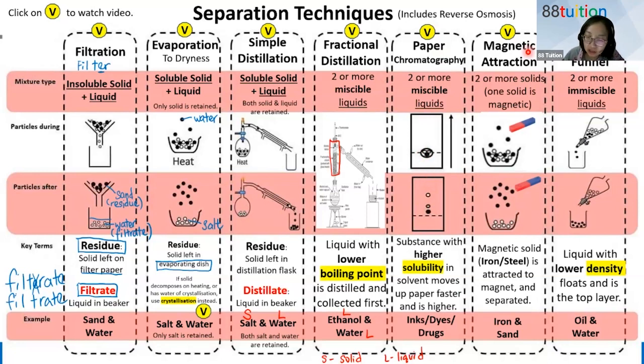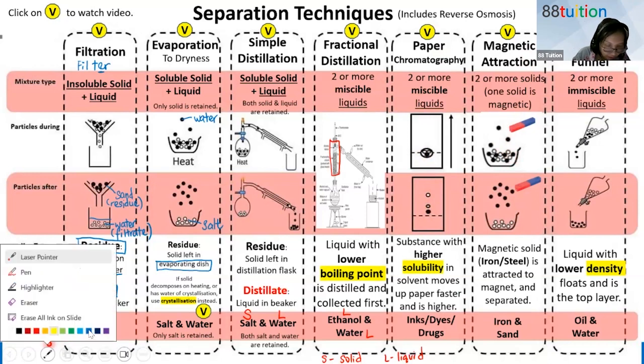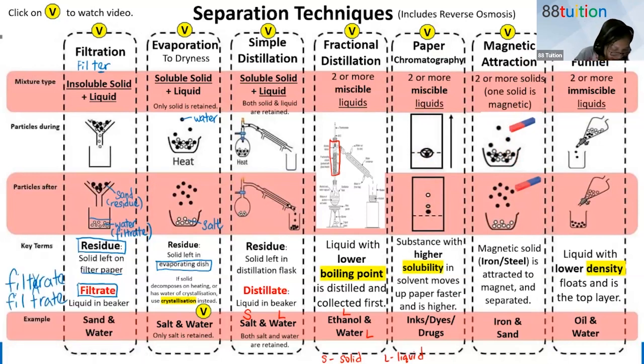All right, magnetic attraction. So for example, iron and sand. Let me write that for you. This one is iron. The white one is sand. So iron will be attracted to the magnet. Either iron or steel. Steel is also attracted. So either iron or steel.